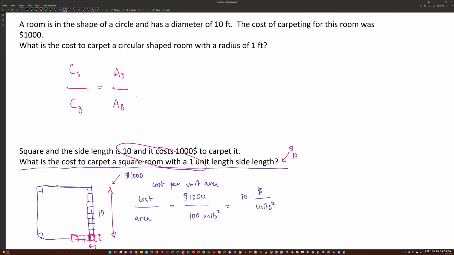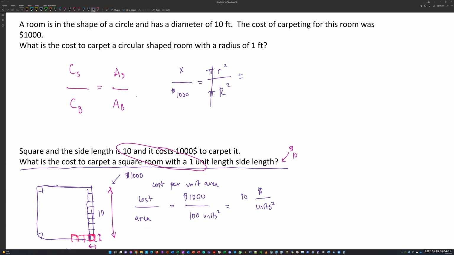The cost of the small one, let's call that X. The cost of the big one is 1,000. The area of the small one is, let's say, pi times little r squared. The area of the big one is pi times big R squared. Does that make sense? Yeah. Pi cancels. Is that right? Mm-hmm.